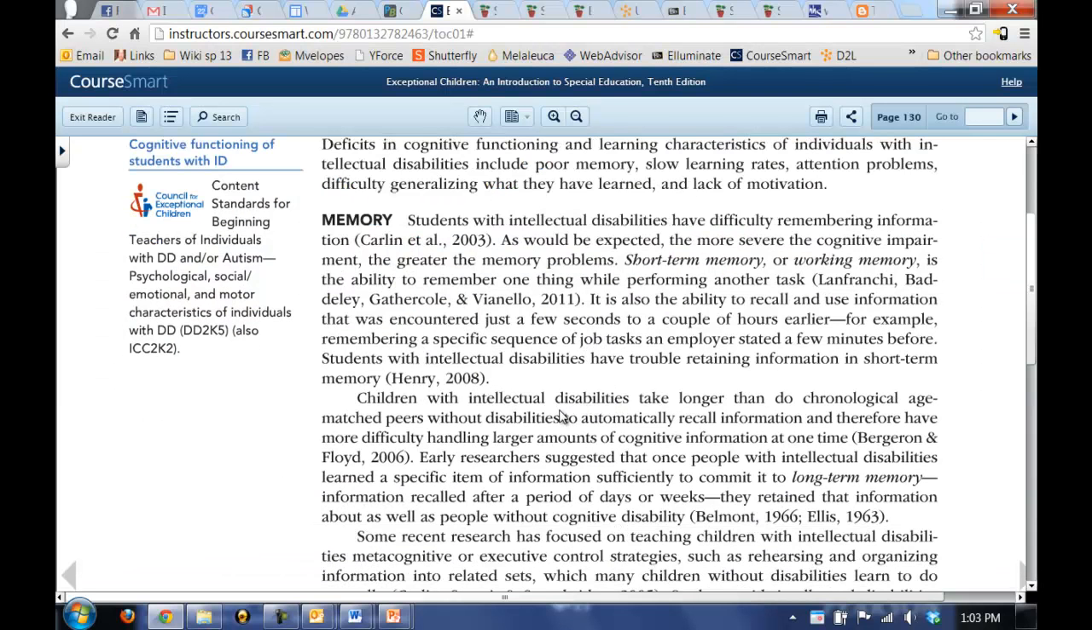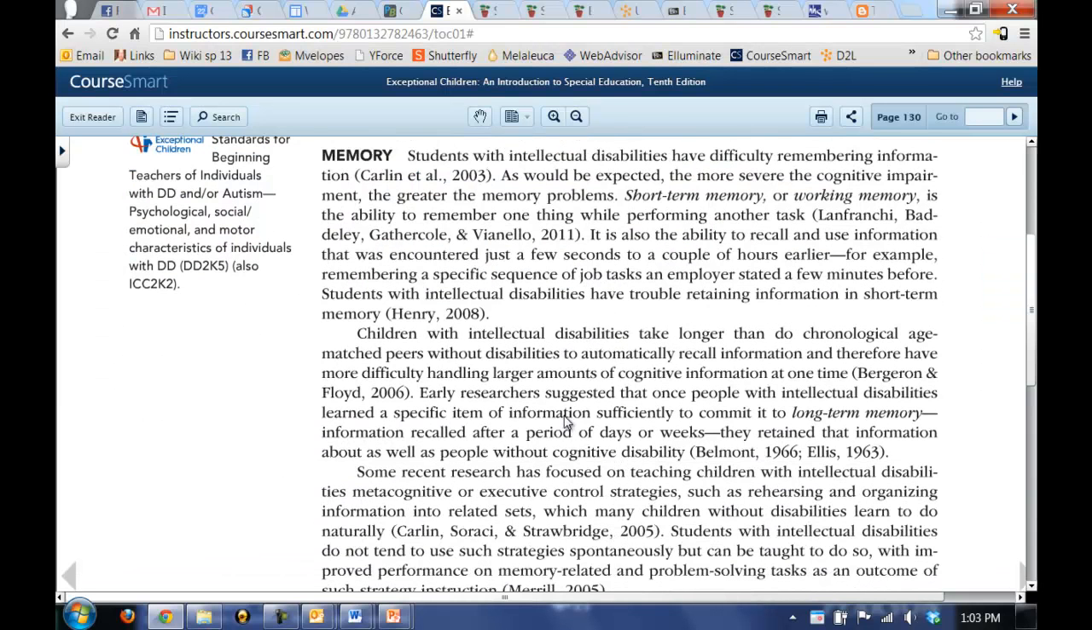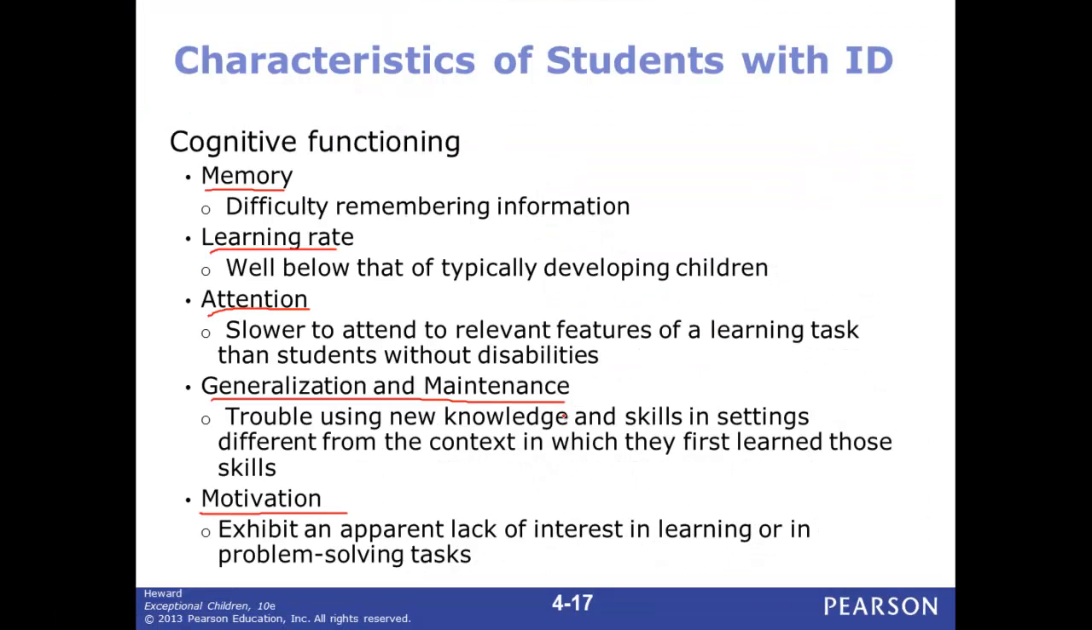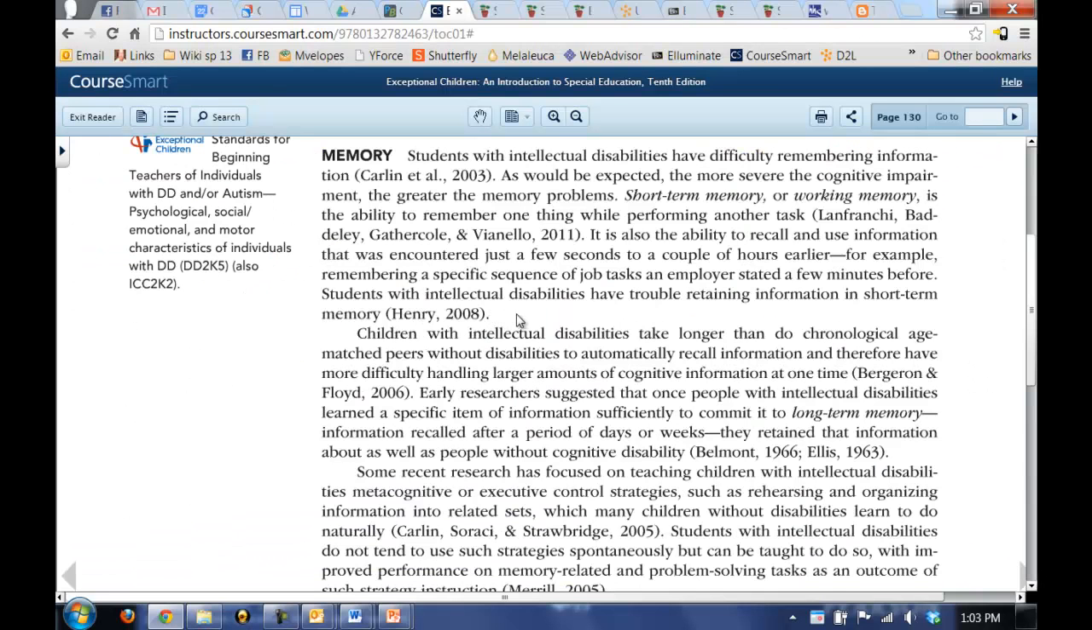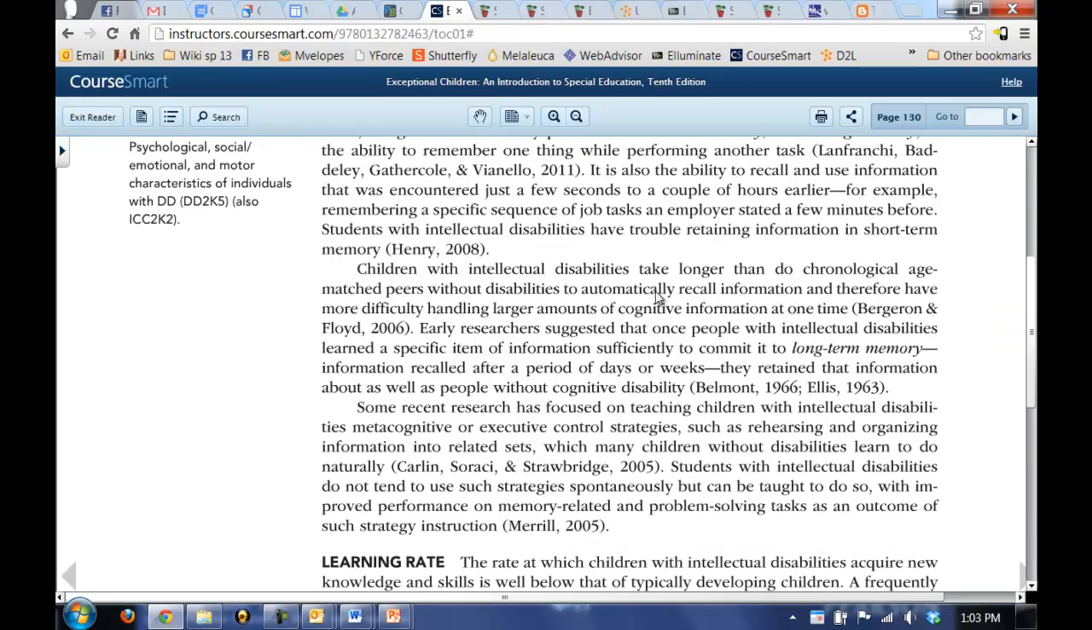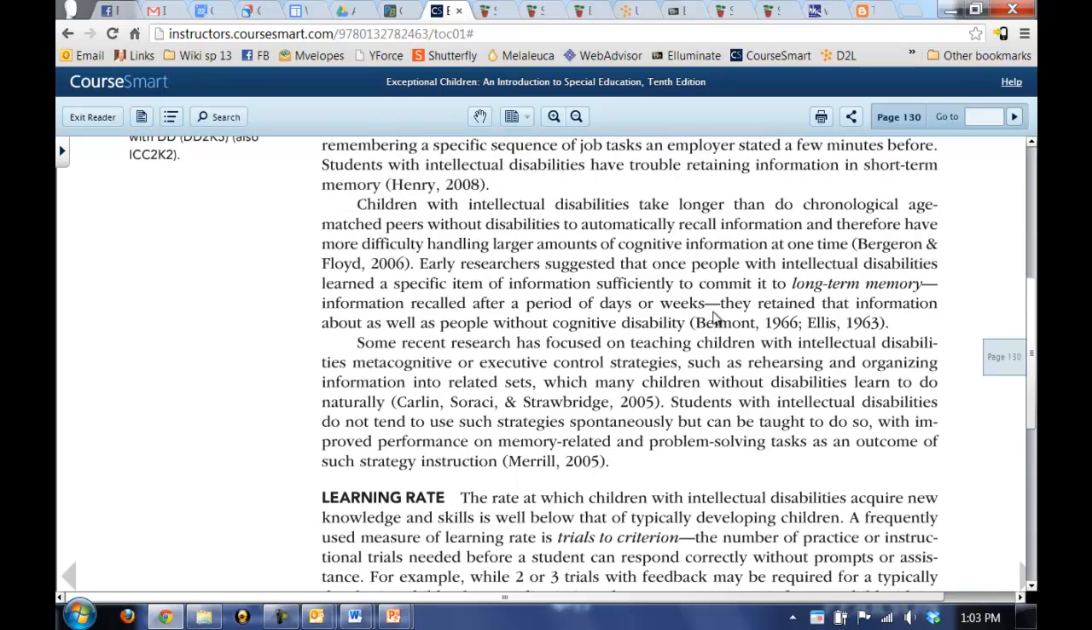And so I want you to make another statement or two from each of these. This would be number 4 on your inputs. And it's 1, 2, 3, 4, 5 things here. For example, on this one, the memory, it talks about how this affects them then. Ability to recall and use information occurs just a few seconds to a couple hours earlier, for example, remembering this. Can take longer than chronologically appears with the abilities to automatically recall information.